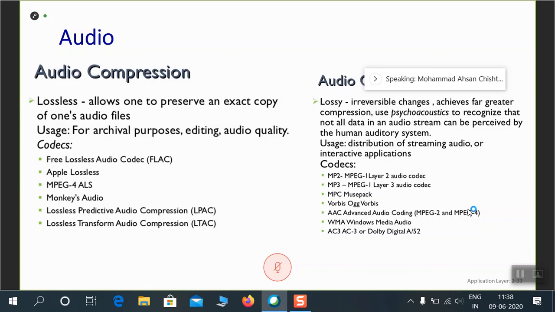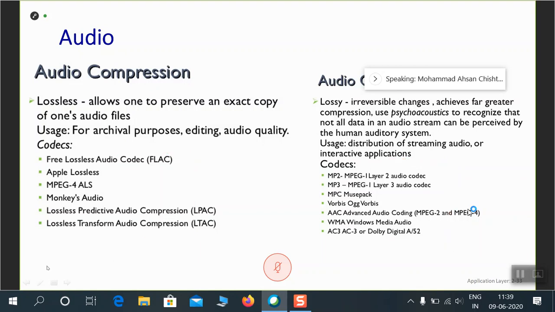Then Dolby Digital, there are some examples which have been given here. Below here, you can see codecs in lossy as well as lossless. This is the lossless examples. This is the lossy examples.